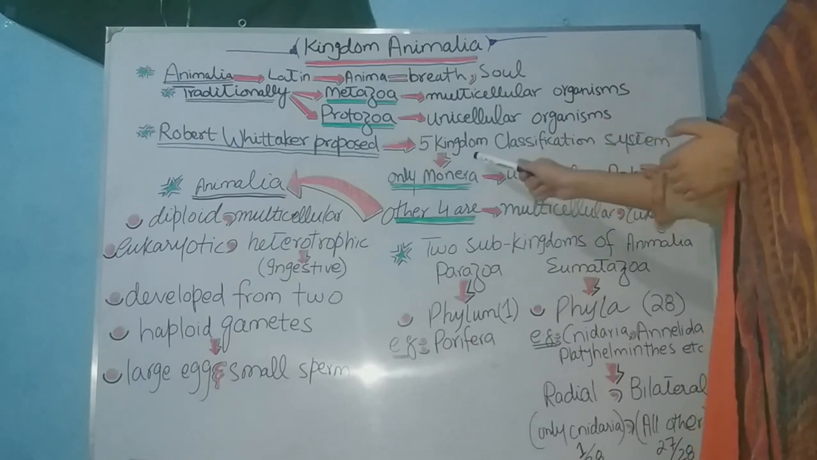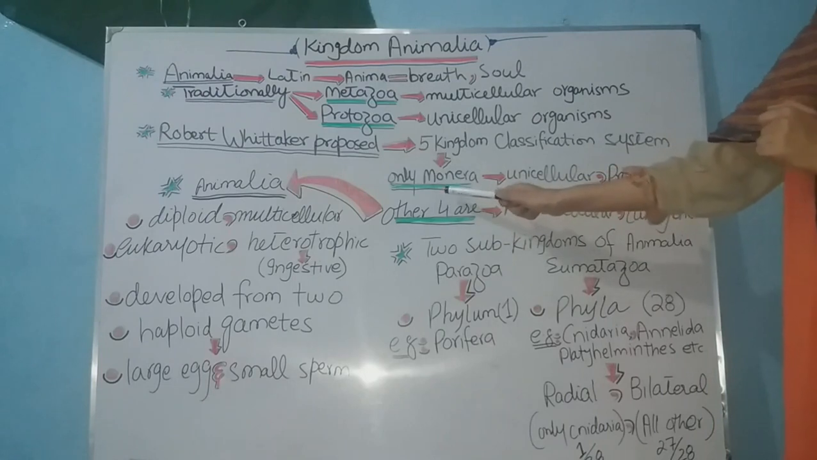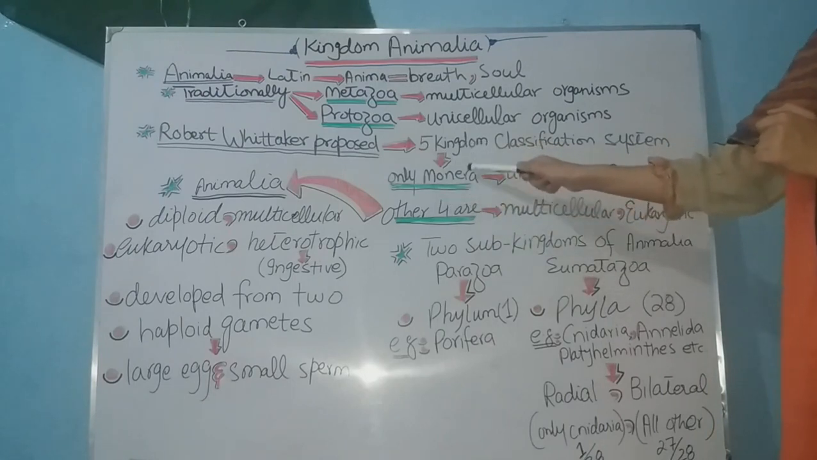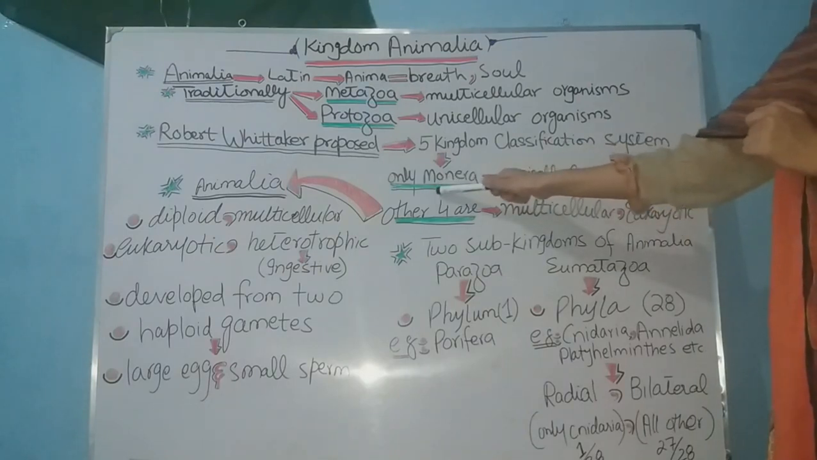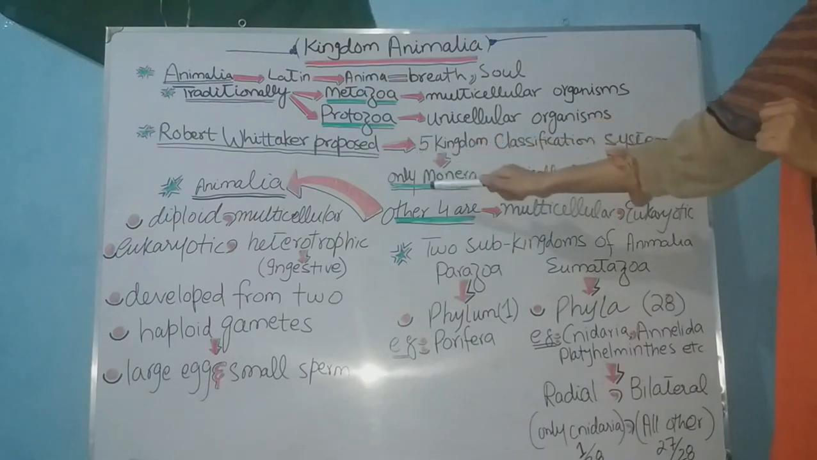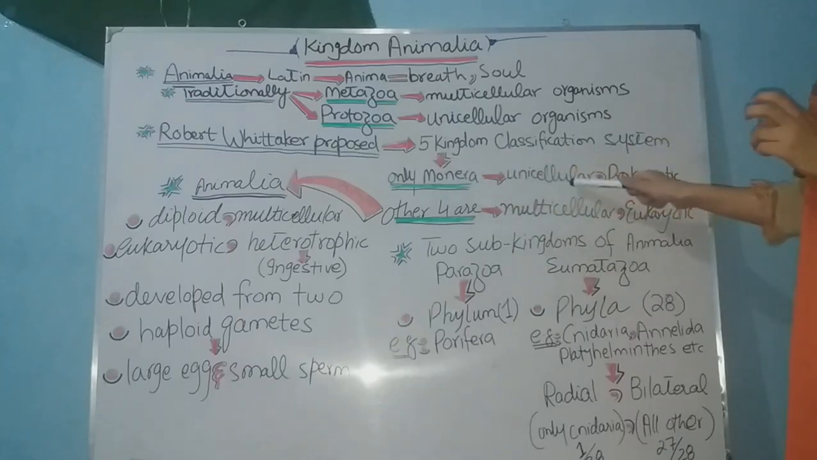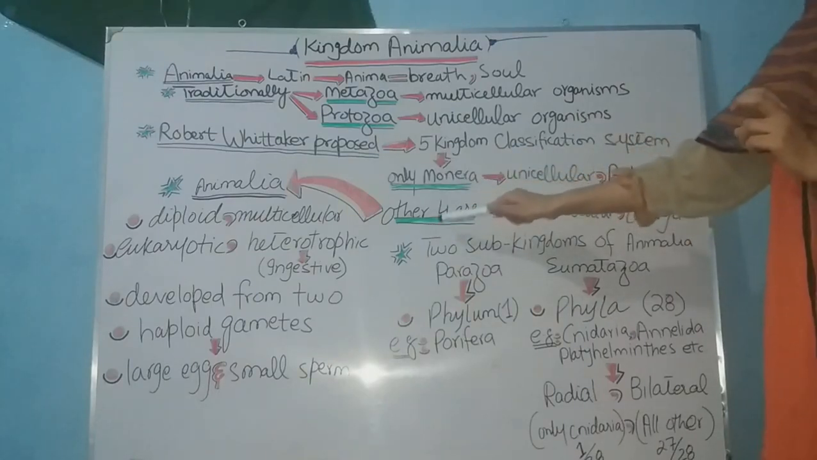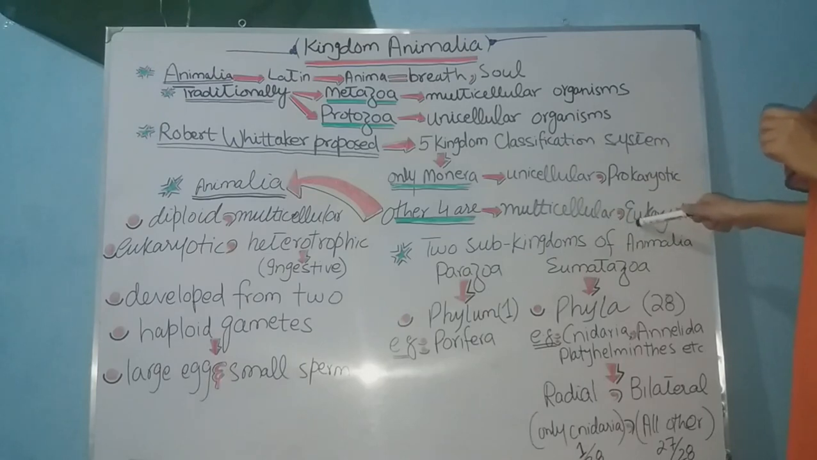According to that five kingdom classification system, only kingdom Monera, which is the simplest among those five kingdoms, includes all unicellular and prokaryotic organisms. An example of kingdom Monera's organisms is bacteria. Out of those five, only Monera contains unicellular prokaryotes, while the other four contain all multicellular and eukaryotic organisms.